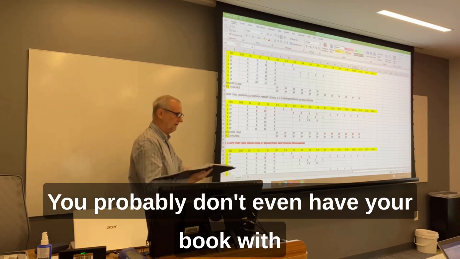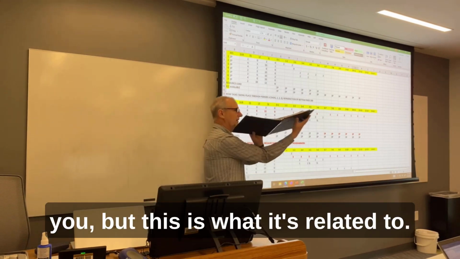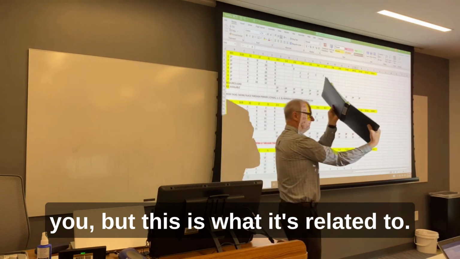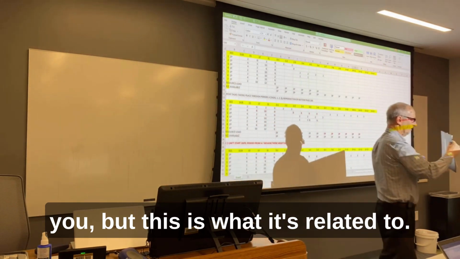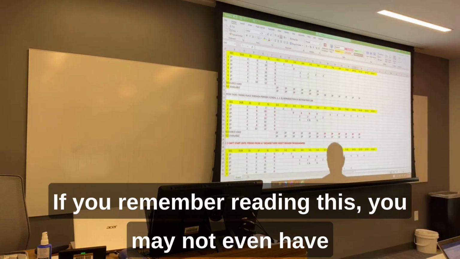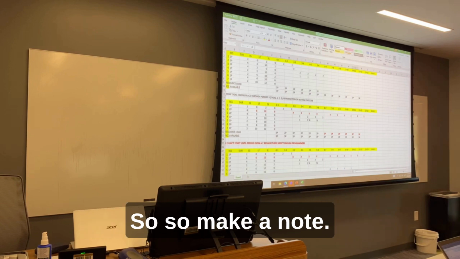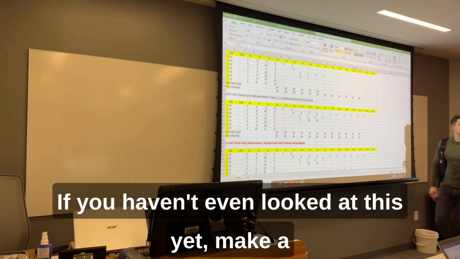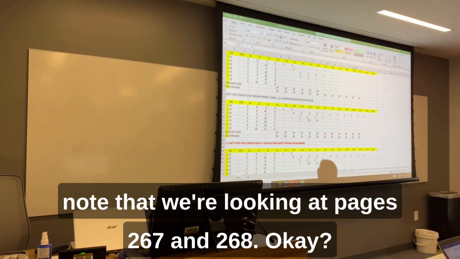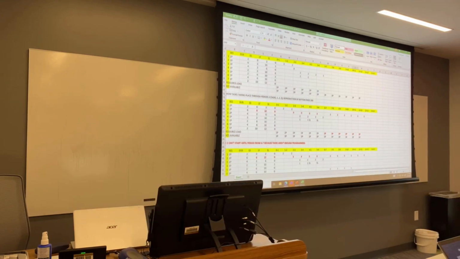And you probably don't even have your book with you, but this is what it's related to. If you remember reading this, you may not even have gotten into the book yet to do your SmartBook stuff. So this is kind of a preview. So make a note. If you haven't even looked at this yet, make a note that we're looking at pages 267 and 268. Okay?